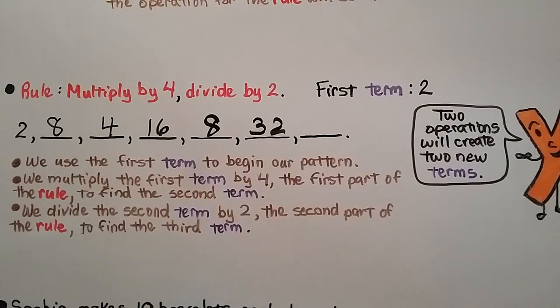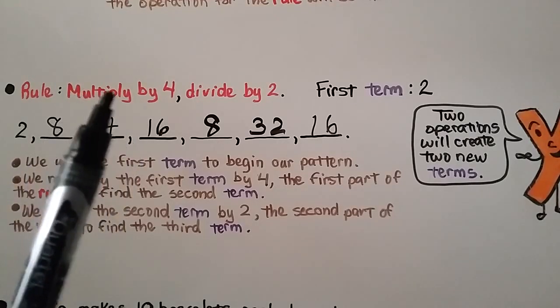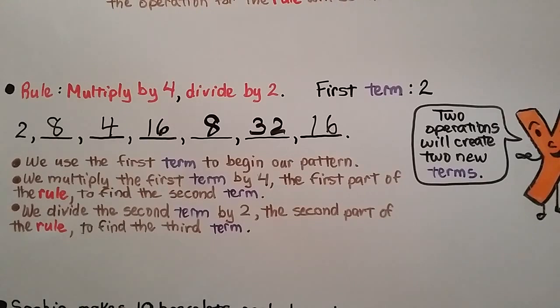That's our last term. The rule had 2 operations, so it created 2 new terms. That's the second term, that's the third term. See?